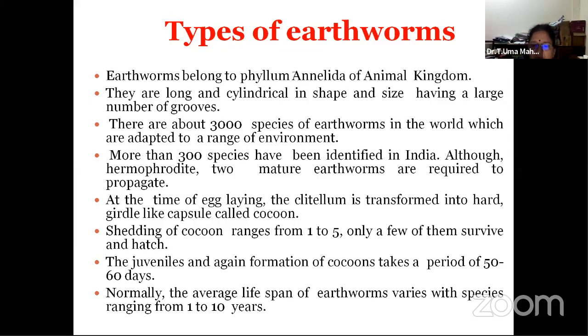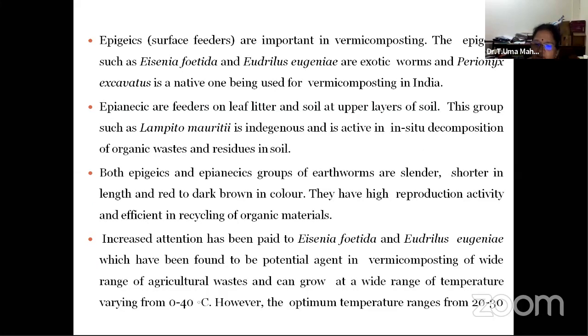As a zoologist, everybody knows how earthworms can be identified. It is nothing but the clitellum, which is seen on the body of the earthworm. I'll show you. Then, we have about 3,000 species of earthworms which can feed on dead, decayed organic matter.